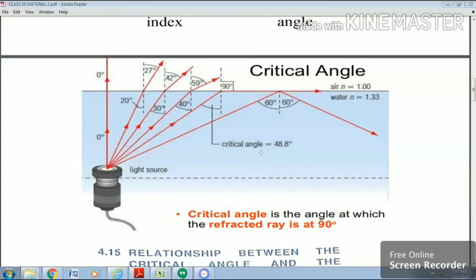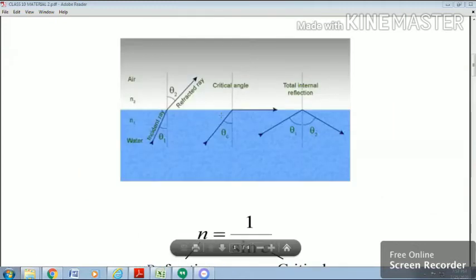Critical angle is the angle of incidence in the denser medium corresponding to which the angle of refraction in the rarer medium is 90 degree. The angle of refraction at this critical angle is 90 degree. Now when angle I is equal to the critical angle, that is when we get the refracted ray at 90 degree, this phenomenon is called grazing emergence. After this we will not get any refracted ray, we will only get reflected rays.